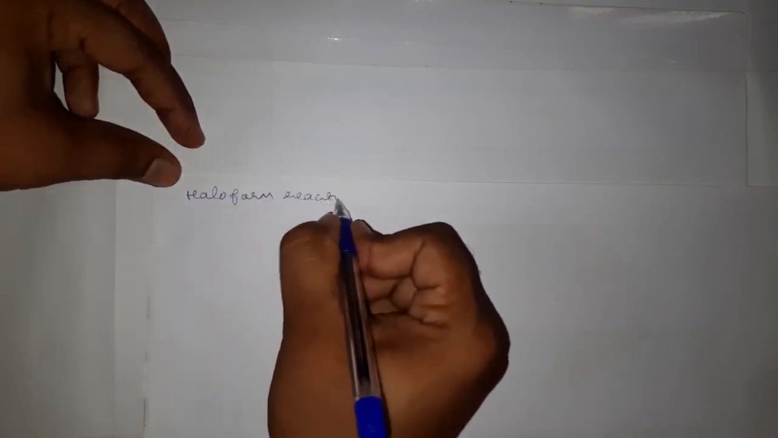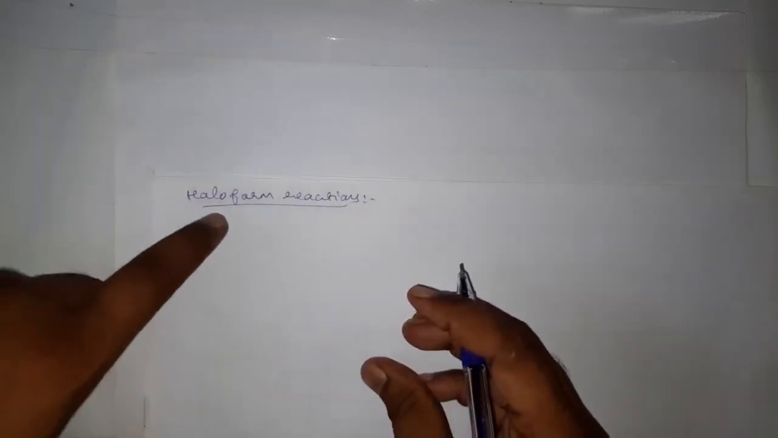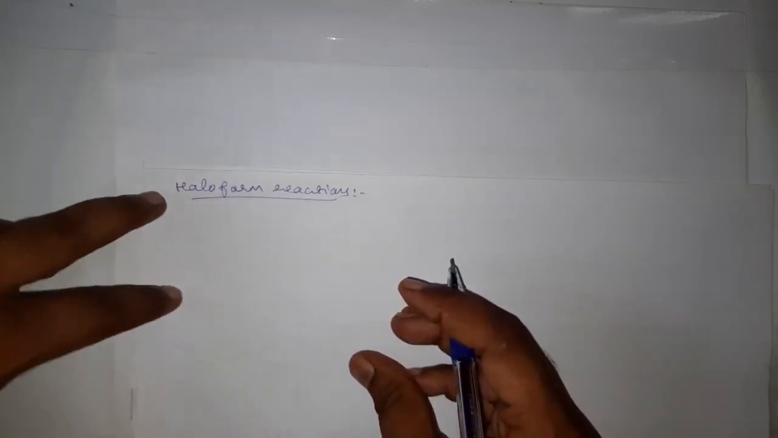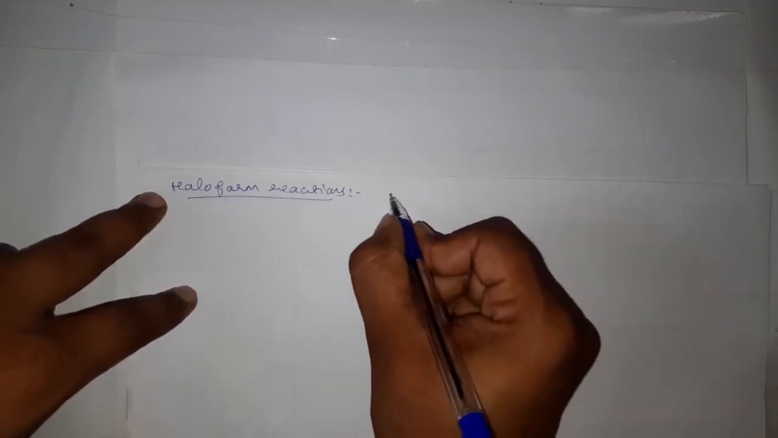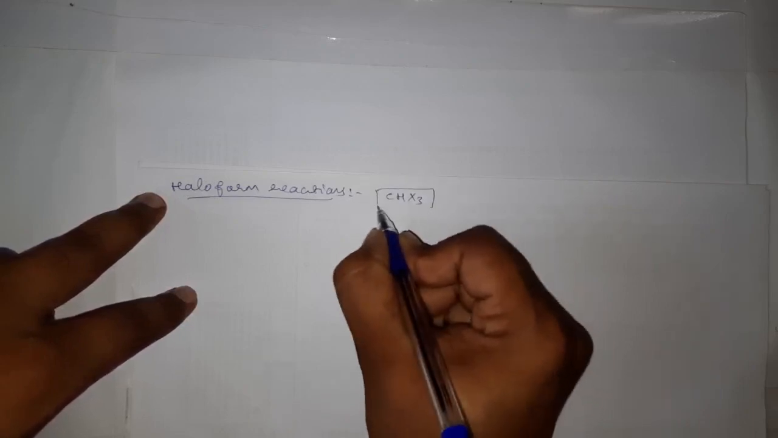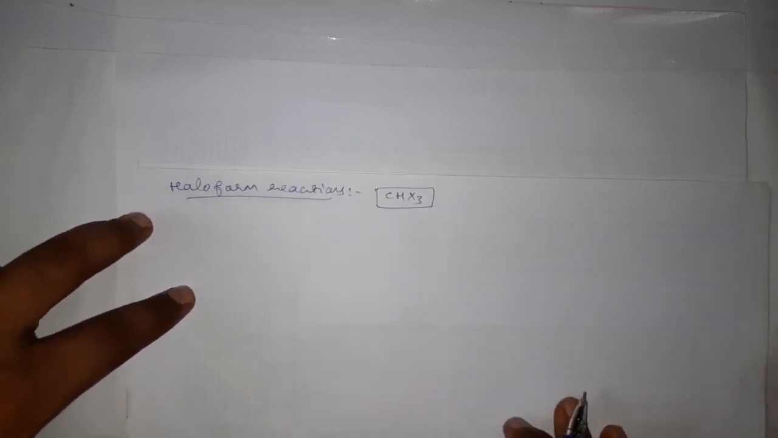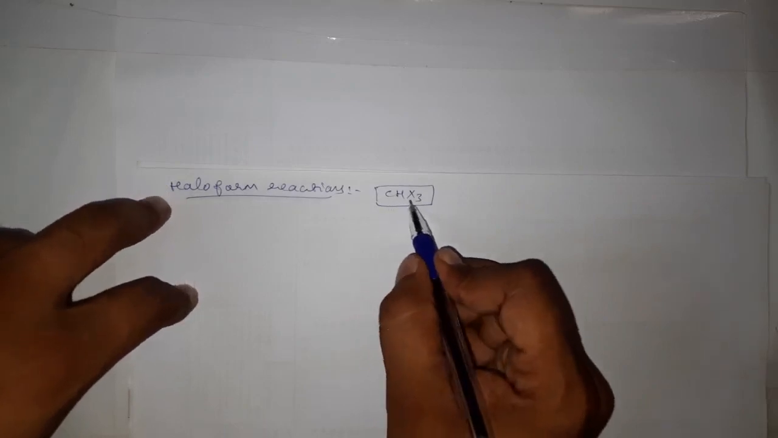Haloform reactions. Then what are these haloform reactions? The process of forming the haloforms, which have the formula CHX3, is called a haloform reaction. A haloform reaction is the reaction which will produce the haloforms of the form CHX3.